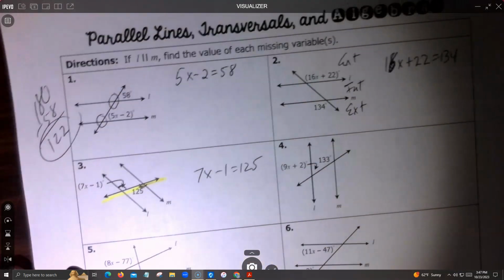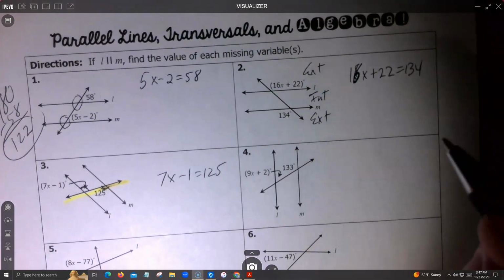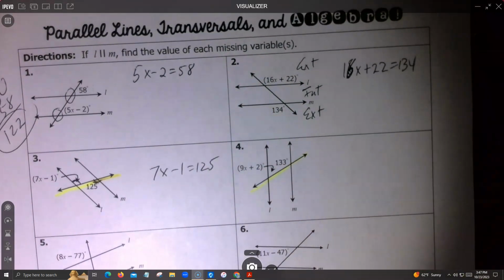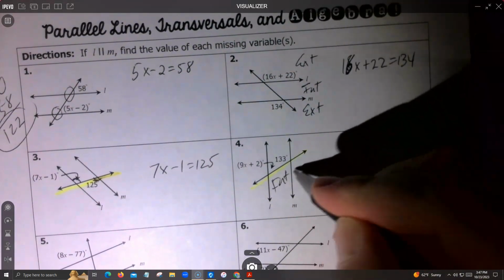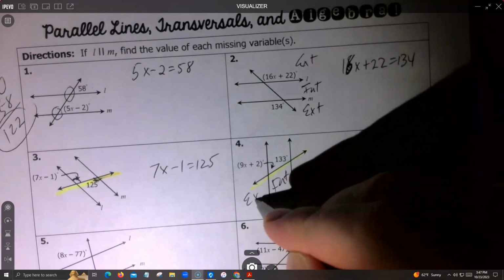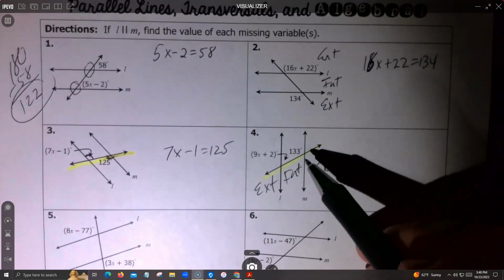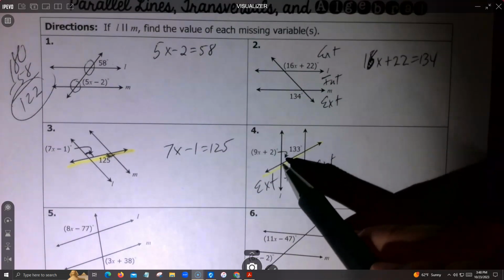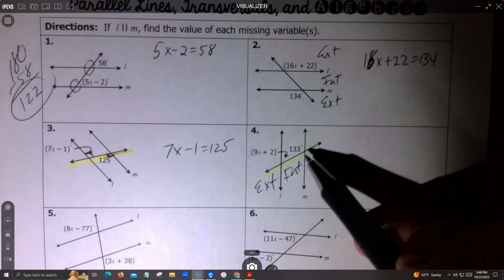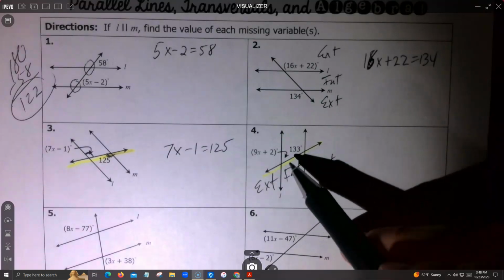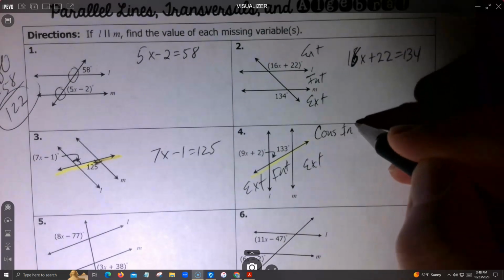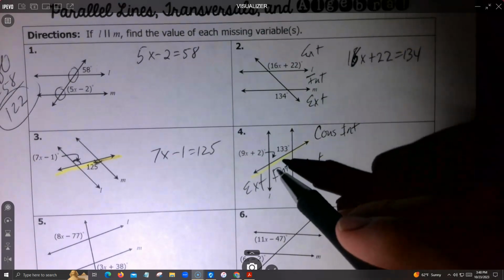And then I would solve it. All right, this one. Okay, here's my transversal. Here's the interior, here's the exterior. These guys, this 9x plus 2 angle and this 133, are on the same side of the transversal, same side of this yellow line, and they're on the interior. So these are considered consecutive interiors, which means they are supplementary.